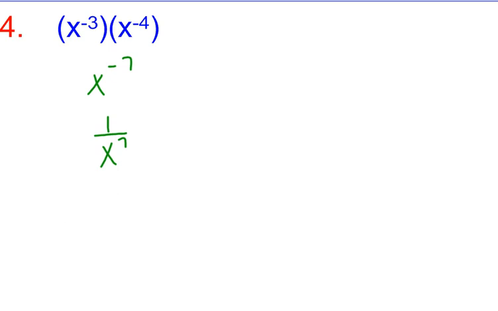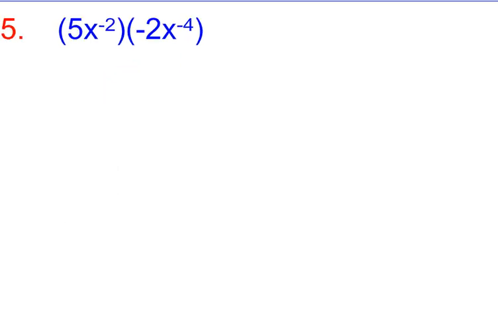Number 5, I'm going to go ahead and multiply my numbers. So I have 5 times negative 2. So 5 times negative 2 is negative 10, and then I add my exponents. X to the negative second times x to the negative fourth would be x to the negative sixth.